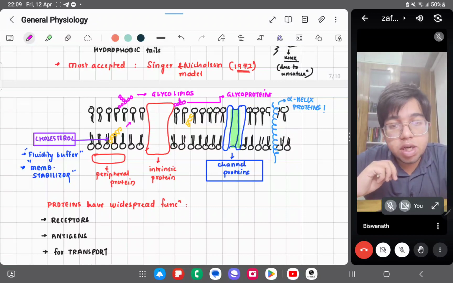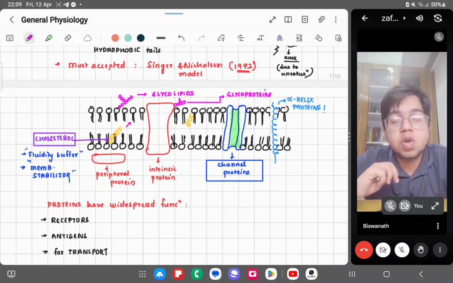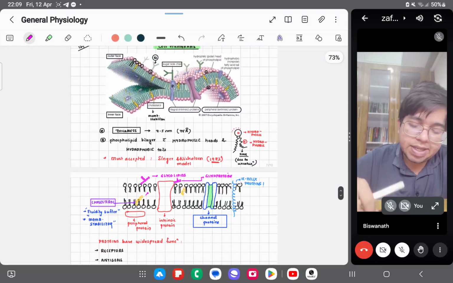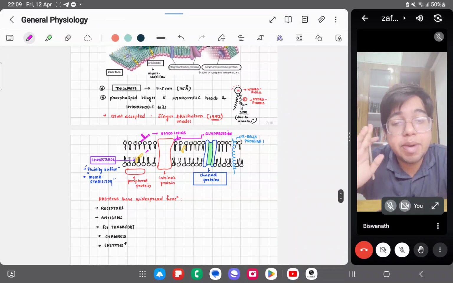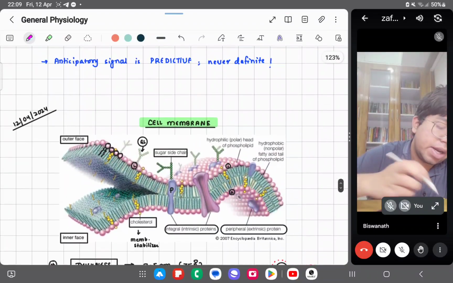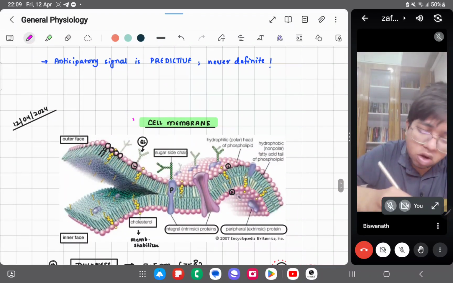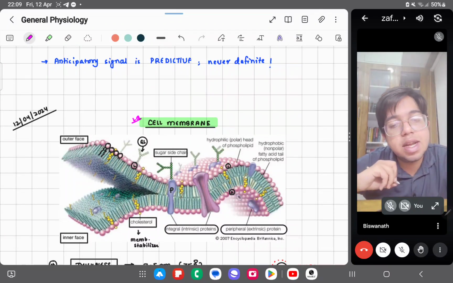These things you understood, right? So that was about your basic understanding of the cell membrane. If you write this much about the cell membrane, and if there is a long question, the max which can come is a long question. Any other question is unlikely from the cell membrane.